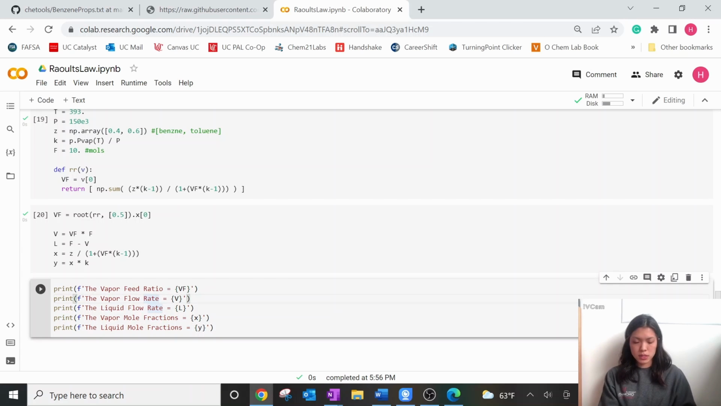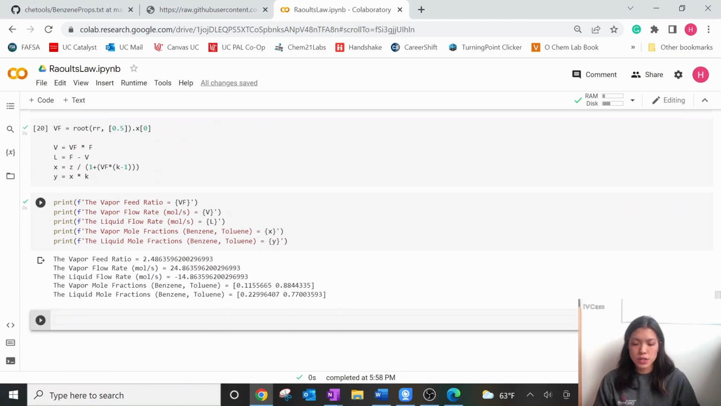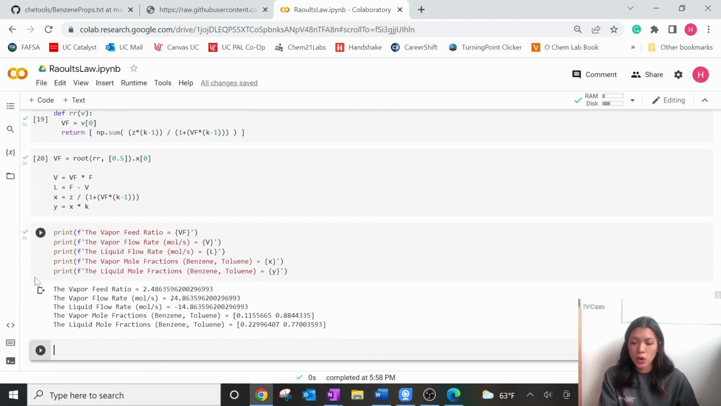And let's label with some units. So this is moles per second. And then this is going to print out benzene and toluene. So let's label the order in which they will print. So if we shift enter, we now have all of our answers.